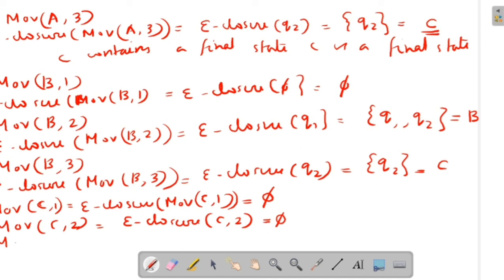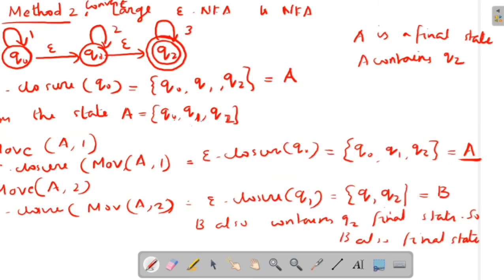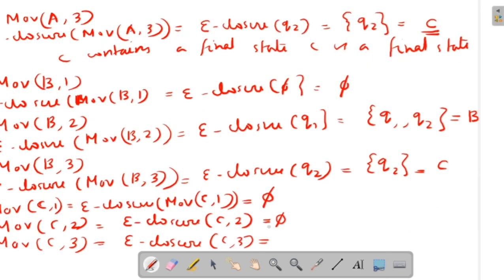Next is move of C comma 3. That is epsilon closure of move of C comma 3. Okay, C is equal to q2. So if there is any transition over the alphabet 3. So here from the state q2 there is one transition over the alphabet 3, that is q2 itself. So here it is epsilon closure of q2. Epsilon closure of q2, that is q2 itself, that means C itself.